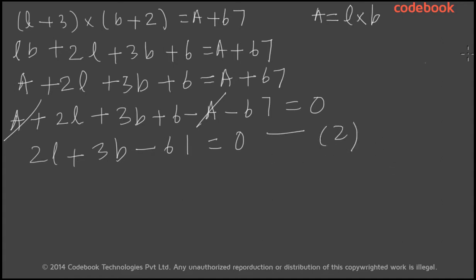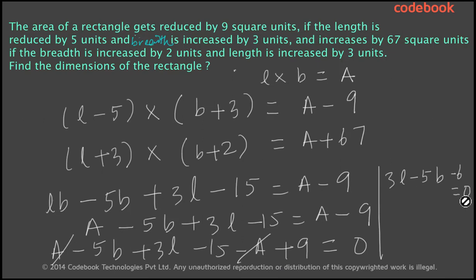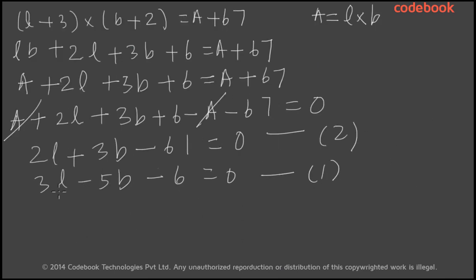And from the previous slide, we had equation 1 as 3L minus 5B minus 6 equal to 0. So now we have two equations with two variables L and B. So we can apply cross multiplication to find the values of L and B, right? So let's do L, B and 1. First one here is B1. B1 is 3, B2 is minus 5. Over here we have C1. C1 is minus 61 and C2 is minus 6. And here we have A1. A1 is 2 and A2 is 3. Similarly over here we again write B1 and B2, which is 3 and minus 5.